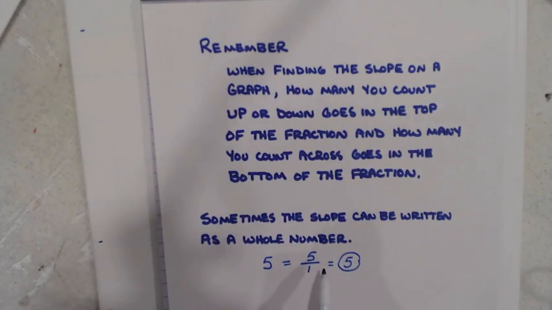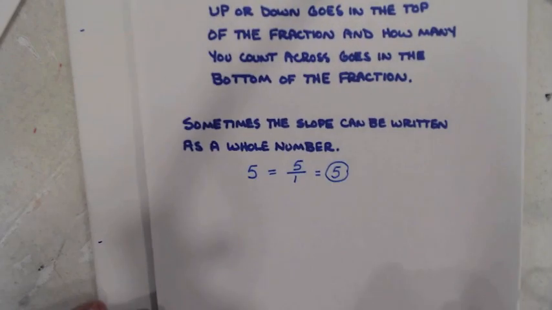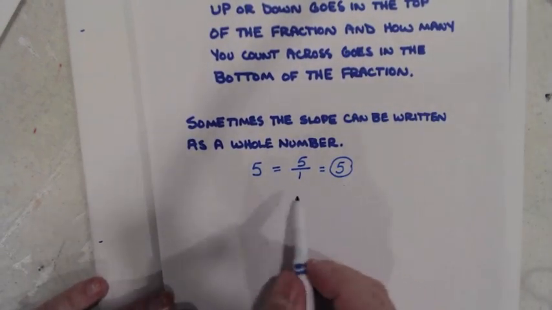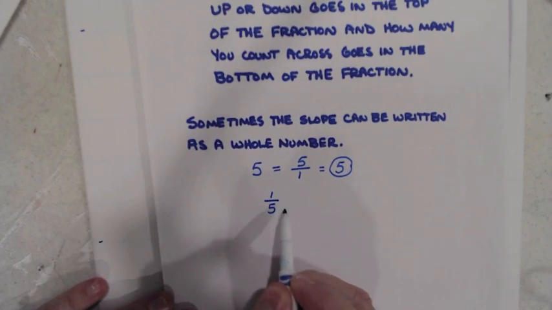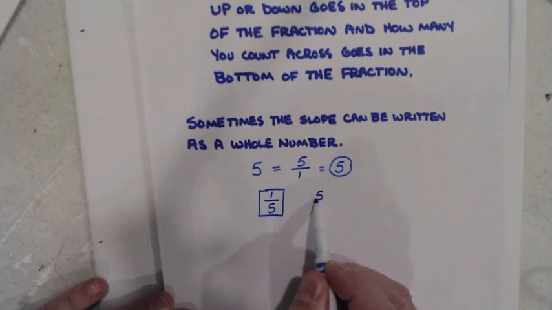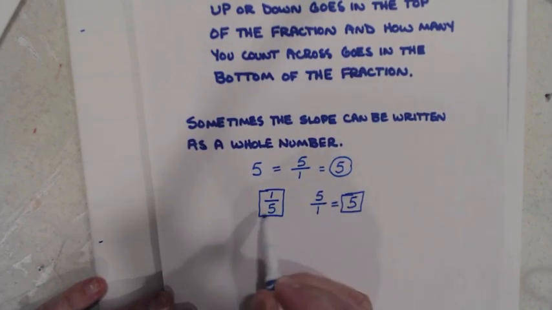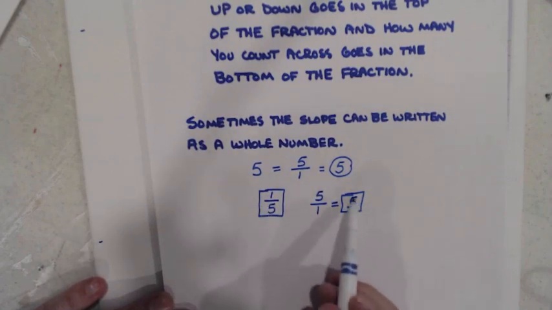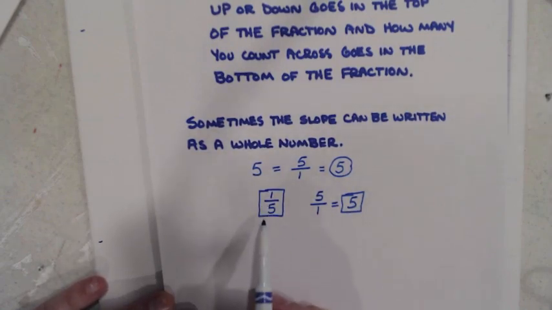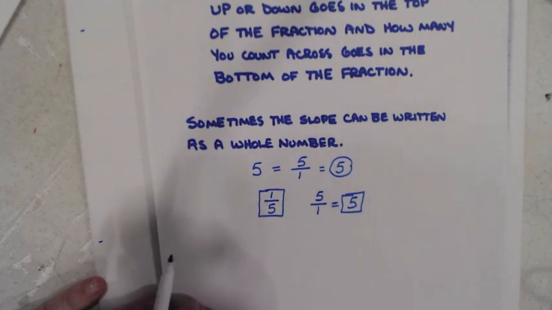Another reason you would get whole numbers is if you can divide those two and it comes out to be a whole number. So students get these two confused. This is 1/5. But if you get 5 divided by 1, 5 divided by 1 is 5. Don't get these two confused. This one's still a fraction. This one can come out to be a whole number. So this is a situation where students sometimes get confused. So let's look at an example of this.